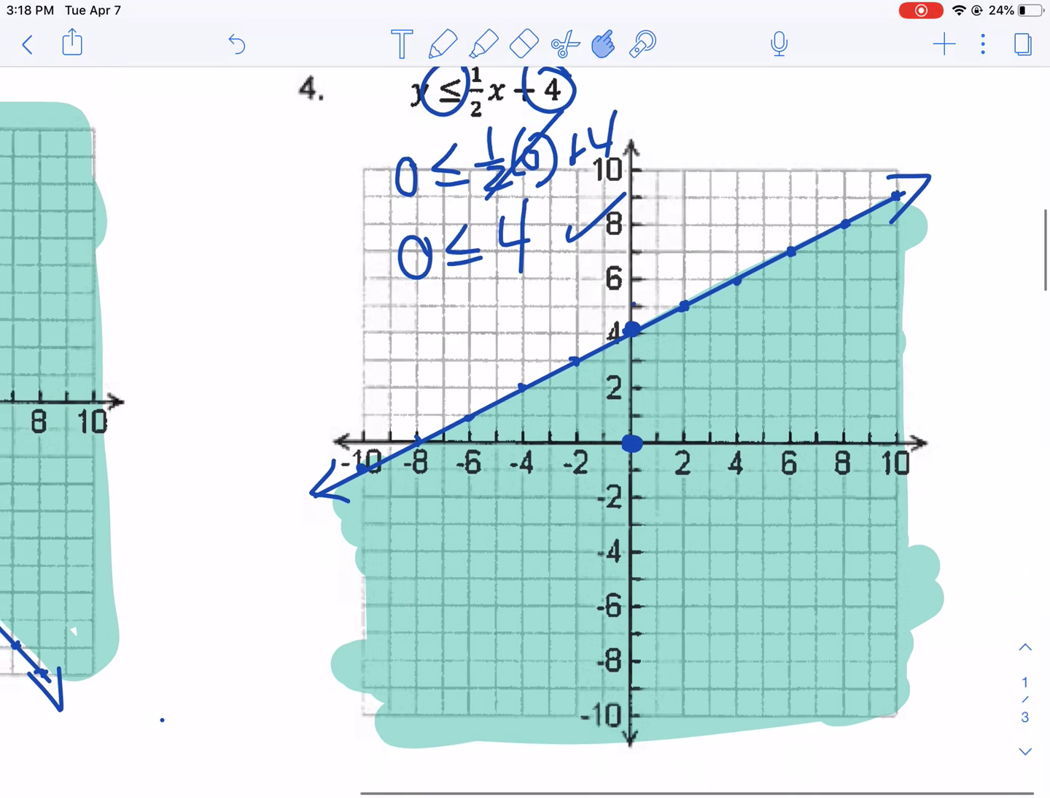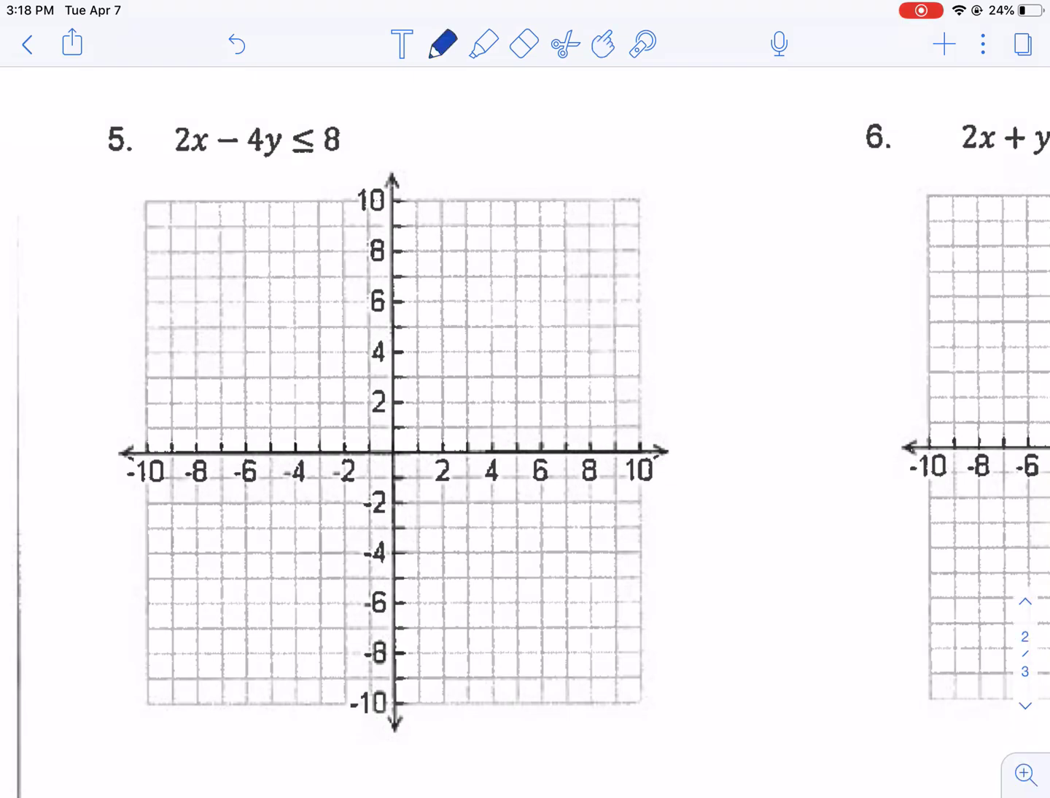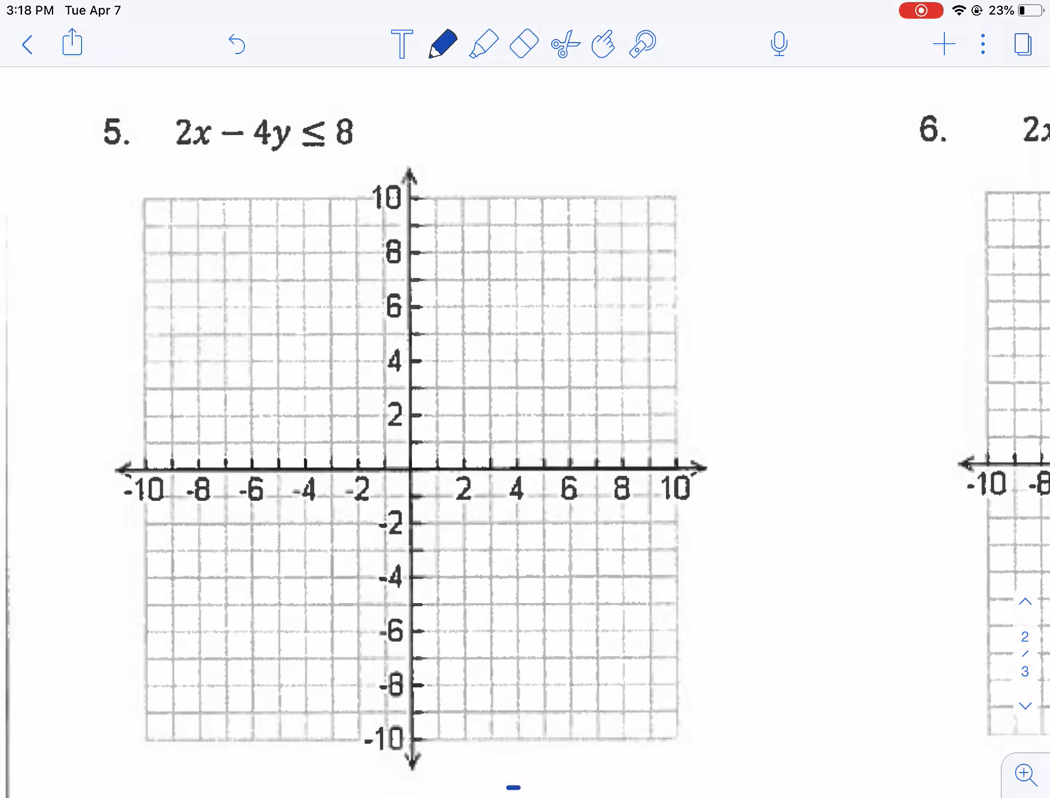All right, let's go to the next page. Now we have two inequalities, 5 and 6, that are not in slope-intercept form. So our first order of business is to turn that into slope-intercept form. So let's subtract 2x from both sides. And now I have negative 4y is less than or equal to negative 2x plus 8.